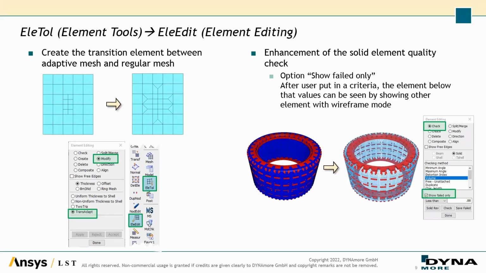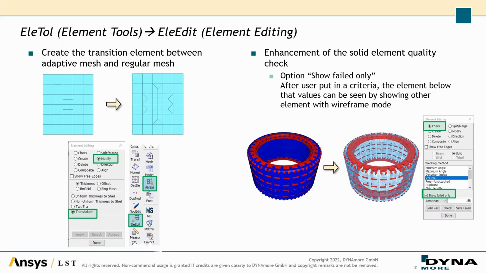Let us go now to another interface, to edit or to check the mesh: the element tools, element editing interface. On the slide before, I talked about constraint additivity keywords created by LS-DYNA runs with adaptive meshing. A new option in modify is trans adapt, which creates the transition elements between adaptive mesh and regular mesh. So the constraint additivity cards are removed.